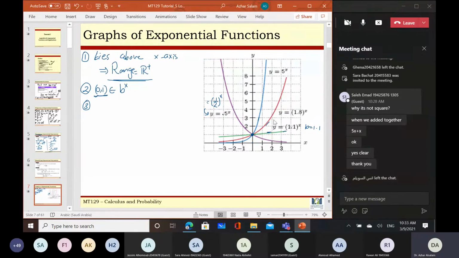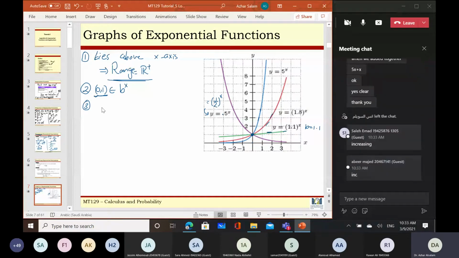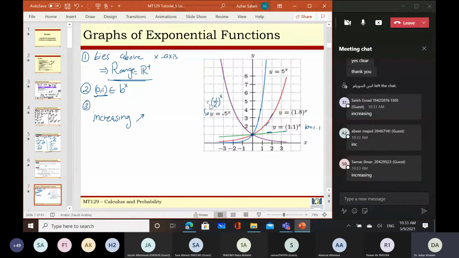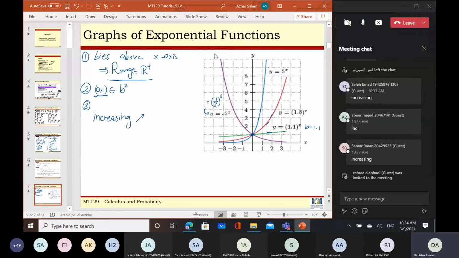Okay. Are they increasing or decreasing? Only this, the blue and red. Yes, it's increasing. Okay. So here I have an increasing function. But here, the purple one, when I move from the left to right, I notice that the function is going down. So it will be decreasing, okay?